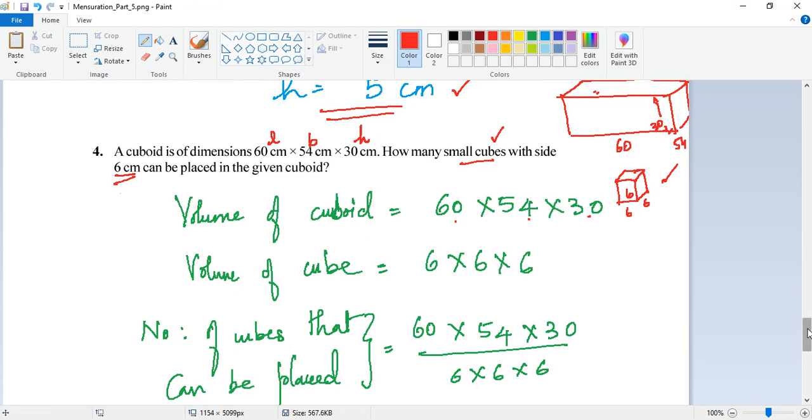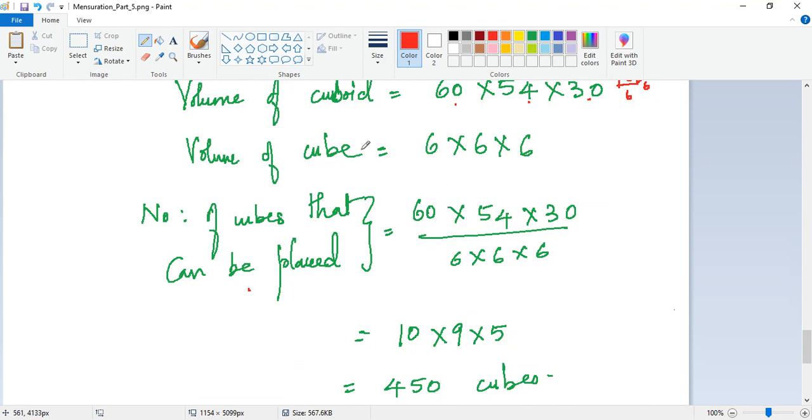Okay. Now I know that the number of cubes that can be placed will be volume of cuboid divided by volume of cube. So volume of cuboid is 60 into 54 into 30 divided by 6 into 6 into 6. Now since it's all multiplication, note this properly. It has to be multiplication. Only then I can do this kind of calculation that I'm going to show you. If it had a plus or minus, I can't do it. Whatever I'm going to do now, I can't do if it was having a plus or a minus sign. Only if it is having a multiplication sign, I can simplify it.